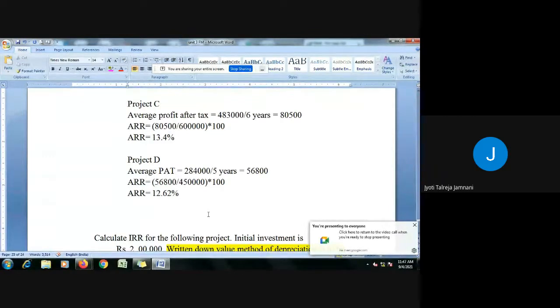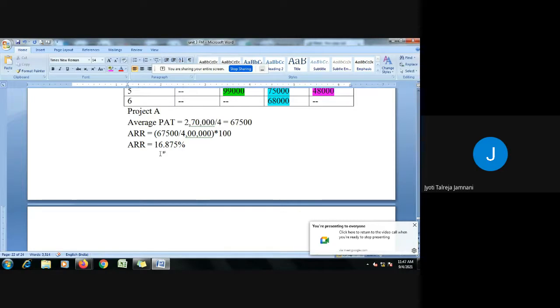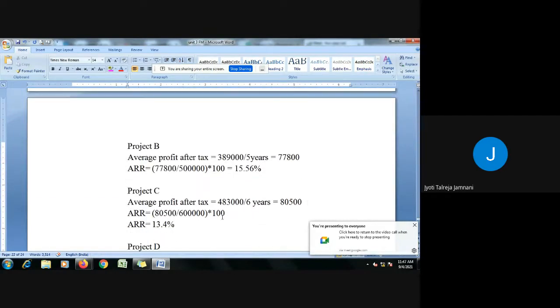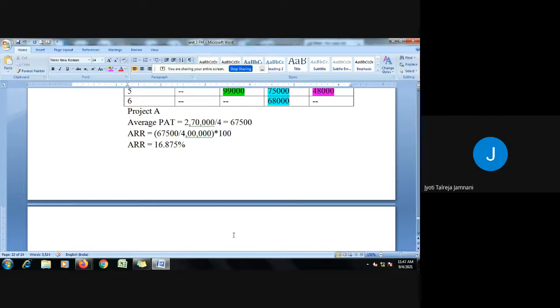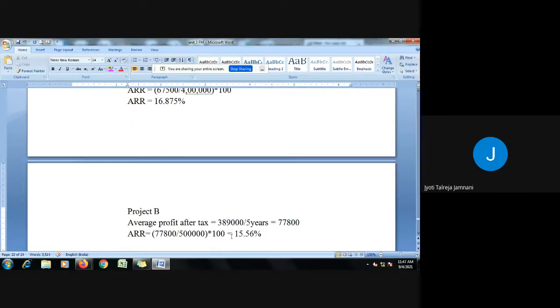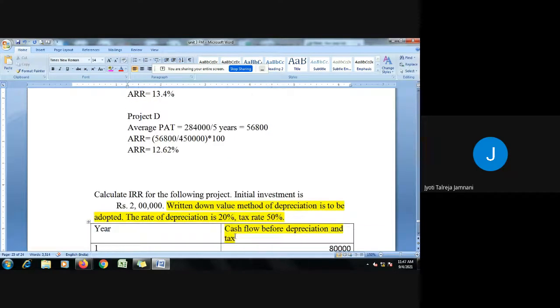Now, if they ask you to rank the projects, you have to check which has the highest. Project A is giving 16.87 returns, B is giving 15.56, then 13.4, and 12.62. So if they want to accept, they have to accept project A because it's giving the highest return, 16.87%, then B, and then C and D. So this is how it would be ranked.